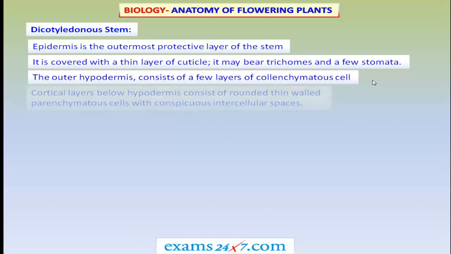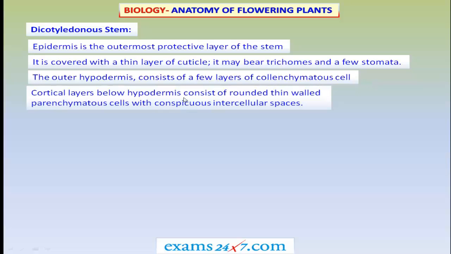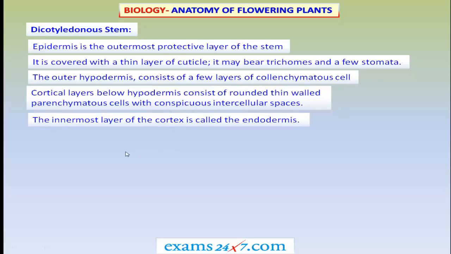Next to the hypodermis, we see the cortex. The cortical cells below the hypodermis are rounded, thin-walled parenchyma cells with very conspicuous intercellular spaces. The cells have a central vacuole with peripheral cytoplasm and small nucleus in each cell.